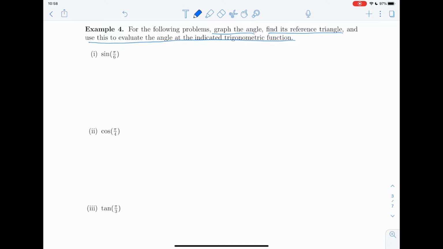So for example, here we have sine of pi over 6. That means the angle in question, pi over 6, we might recall, is 30 degrees. So I'm going to draw a picture of 30 degrees. We know that lives right there. That is going to be 30 degrees.